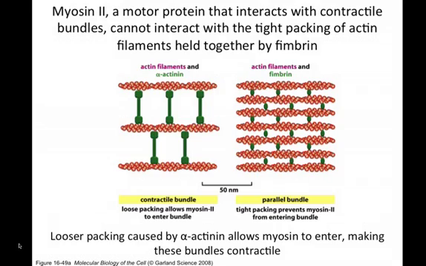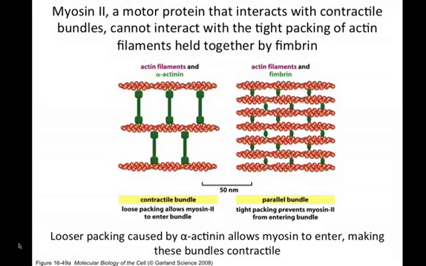So for example, with myosin 2, a motor protein which we're about to learn about, it interacts with contractile bundles. And it can't interact with tightly packed actin filaments that are held together by fascin. So here are two different types of cross-linking proteins: alpha-actinin and fascin. Alpha-actinin is going to create your contractile bundle, and there's a lot of space there, and that allows myosin to get in there and function.